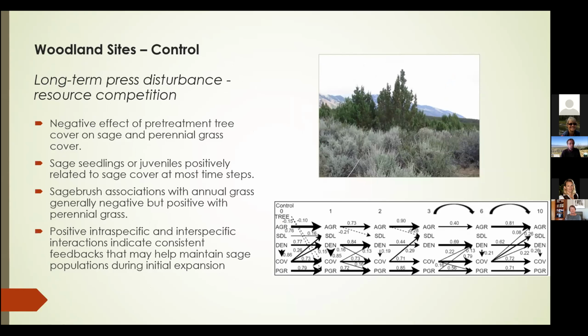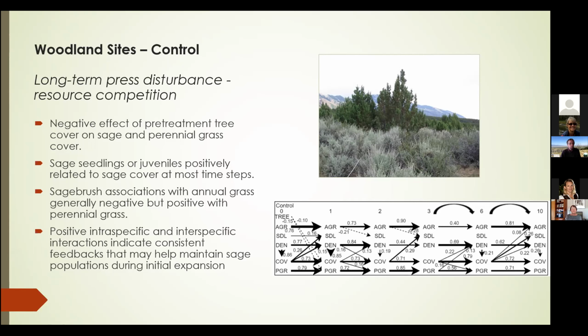Now, before I start discussing the results, I'd like you to look at the SEM in the lower right-hand corner. In the SEMs, solid arrows indicate significant positive relationships and dashed arrows indicate negative relationships. The relationships are labeled with their standard coefficient, and you can see that associated with each of the arrows. TREE was pre-treatment tree cover, AGR, annual invasive grass cover, SDL, seedling density, DEN, sagebrush juvenile and adult density, COV, sagebrush cover, PGR, perennial grass cover. Tree cover was included only in time 0. And now that that explanation is finished, we can move on to discussing the results.